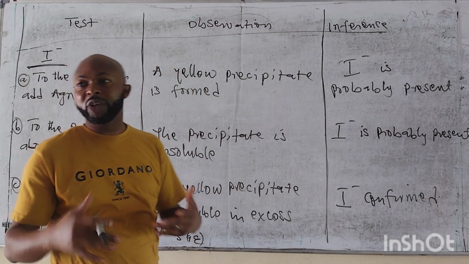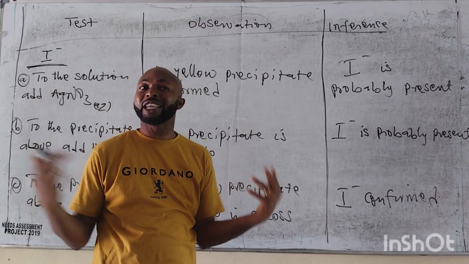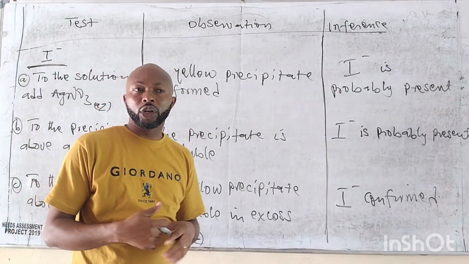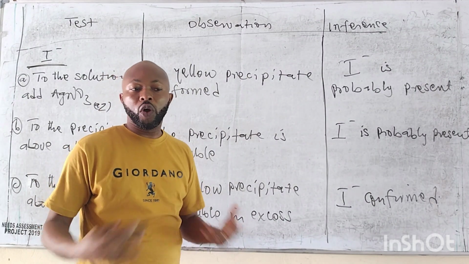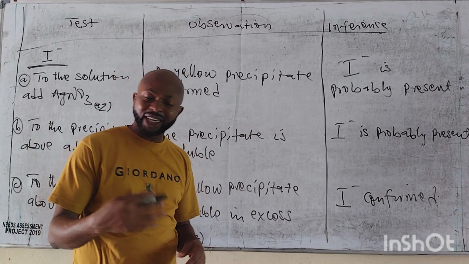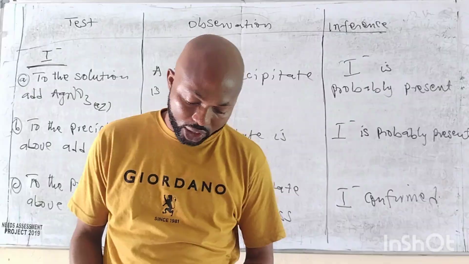If I ask you for bromine, you should just break it down for me. If I ask you for iodine, you break it down for me. If you understand them now, when we are running our practical, you will not be lost. Once you're getting your observations and your inferences, you know exactly what you're looking for. It makes the work easier. So we're going to proceed further to test for other anions.